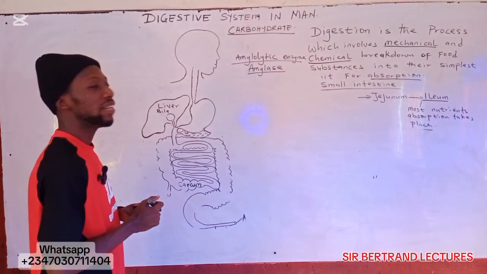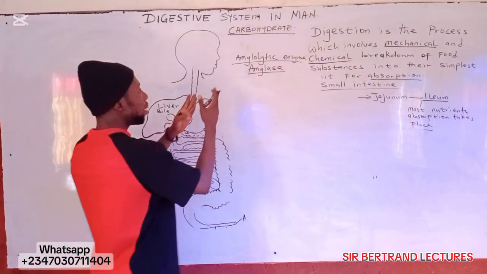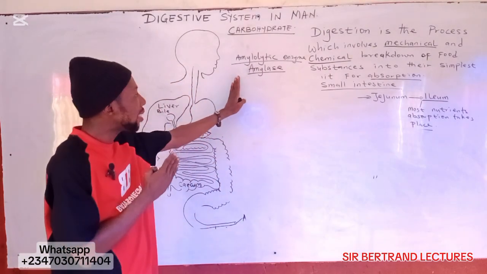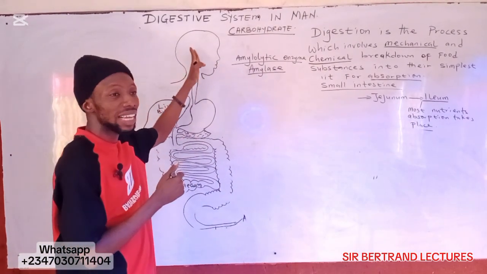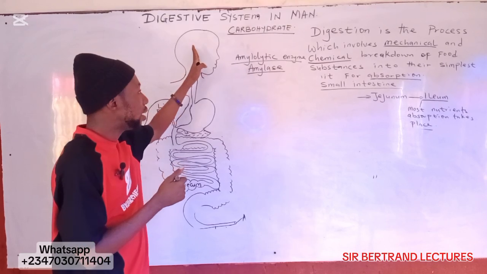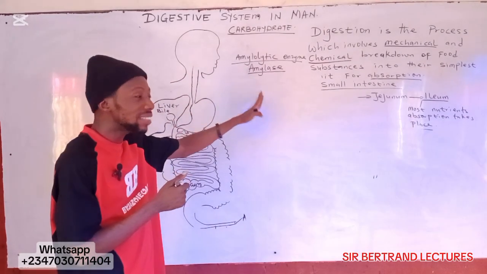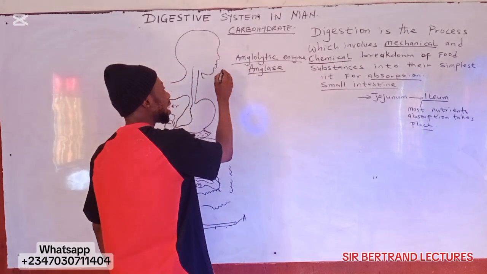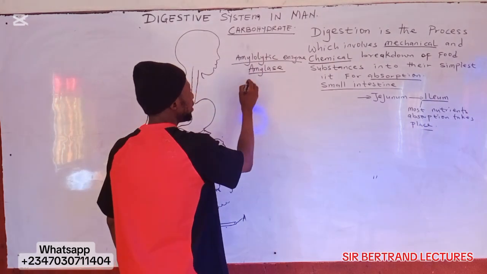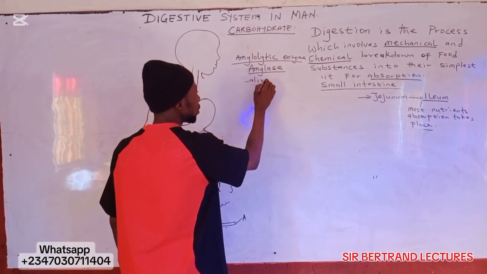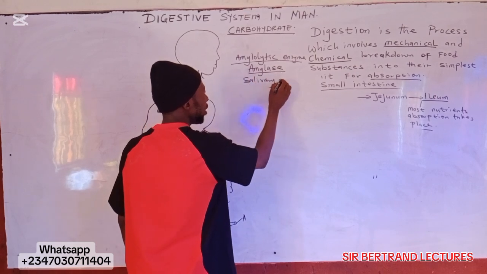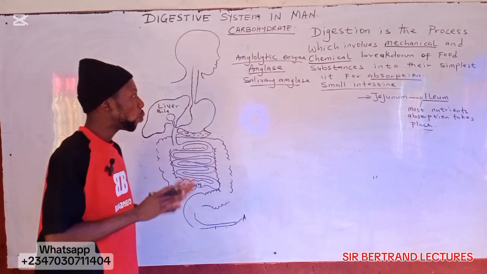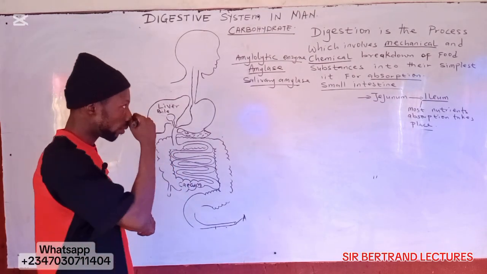These are amylase. Now, this amylolytic enzyme, which I describe here on the whiteboard as amylase, is produced by the salivary gland. They are found mixed with saliva, and this is known as salivary amylase. Now, what are their effects in the mouth?